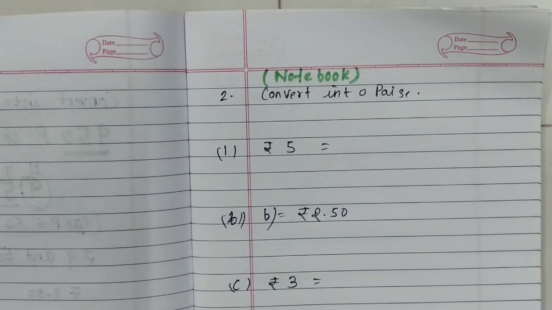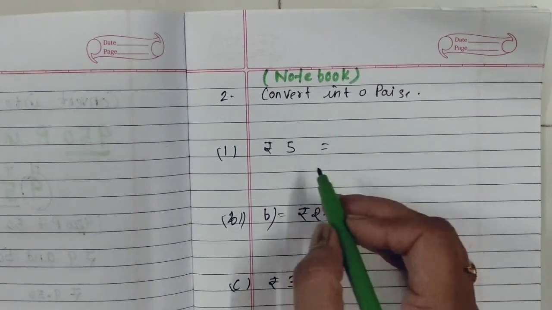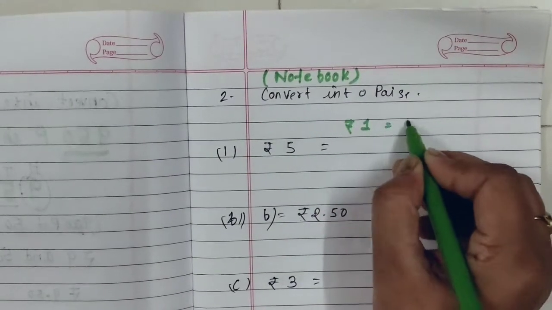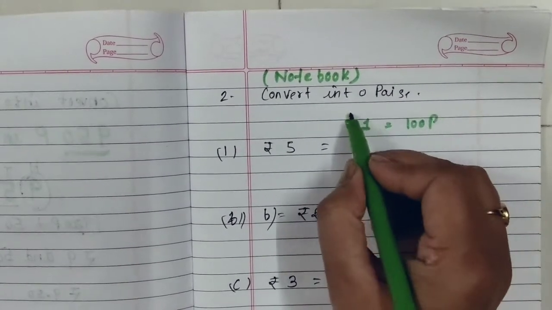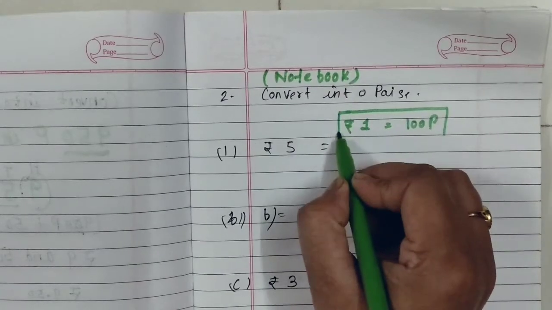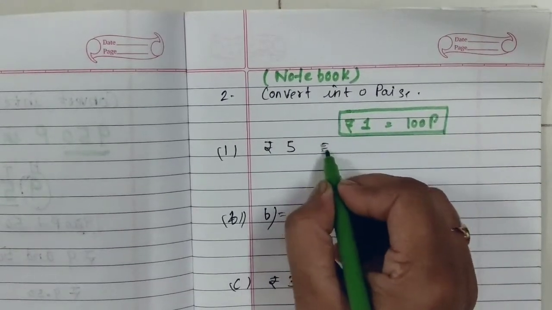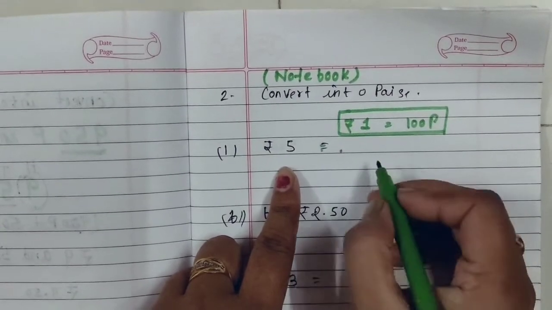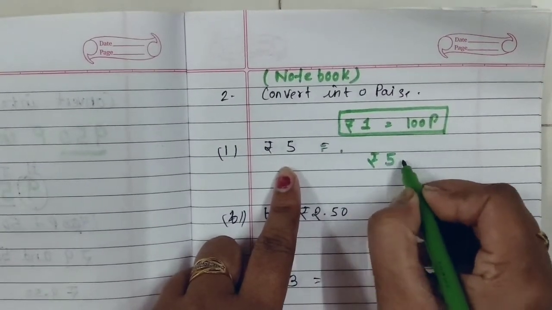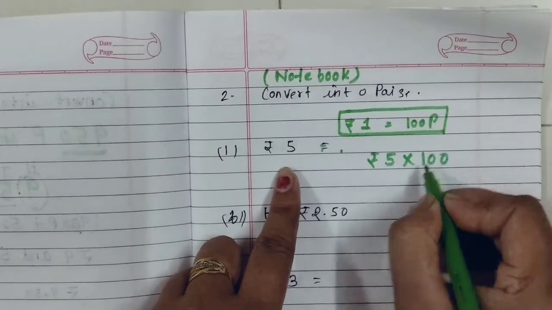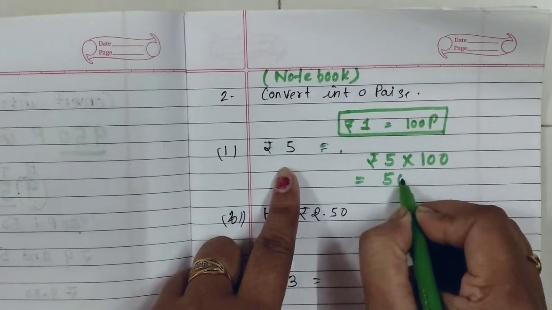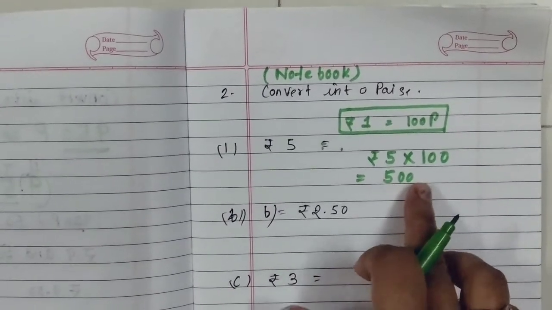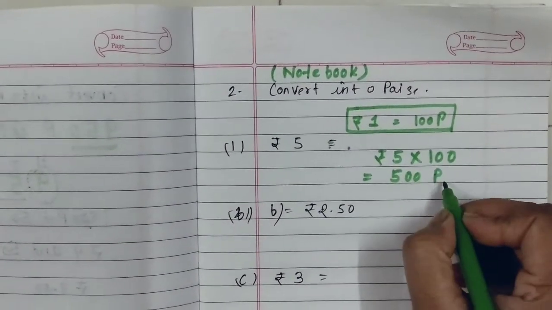Okay, now rupees 5. Children, you already know that 1 rupee is equal to 100 paisa. There is no need to write it. You have to start from here. Rupees 5, you have to multiply it with rupees 5 into 100. So it will be 500. When you multiply rupees 5 with 100, it will be 500 paise.